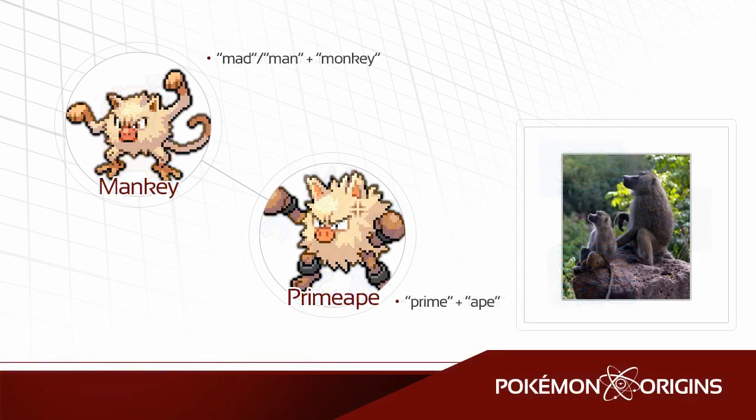Then we have Mankey and Primeape. Of course, Mankey's name comes from, it could be Mad or it could be Man, and then obviously Monkey, who guessed it, because there's a Mad Pokemon, so Mad Monkey, or it could be similar to a man. Primeape, of course, similar is Prime, so Primal, possibly linking in there, as well as Ape, and they are based on monkeys, of course, so apes, monkeys, any sort of primate like that.